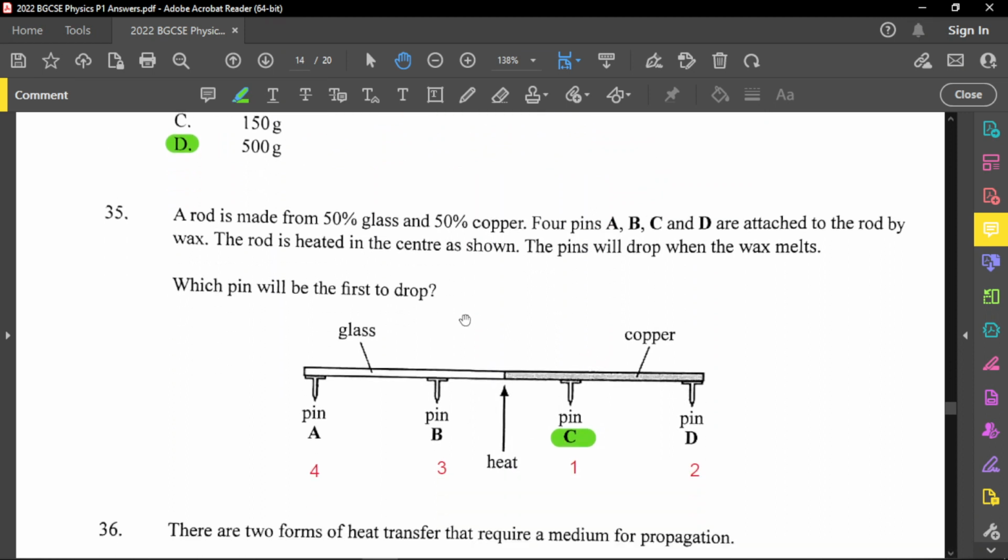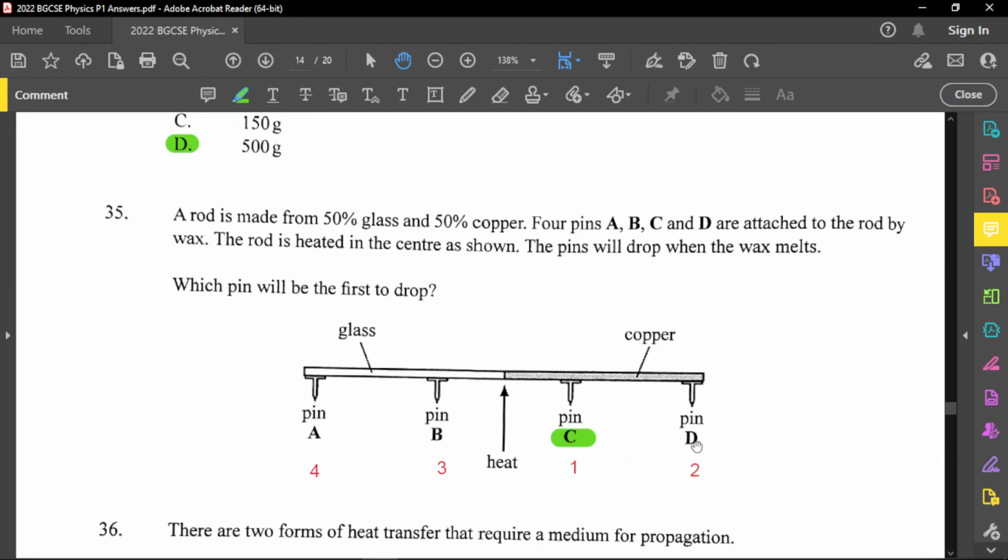For question number 35, a rod is made from 50% glass and 50% copper. Four pins, A, B, C, and D, are attached to the rod by wax. The rod is heated in the center as shown. The pins will drop when the wax melts. Which pin will be the first to drop? Heat will travel through the copper much faster than the glass, because glass is a poor conductor of heat. Copper is a better conductor of heat. So therefore, pin C will drop off first.